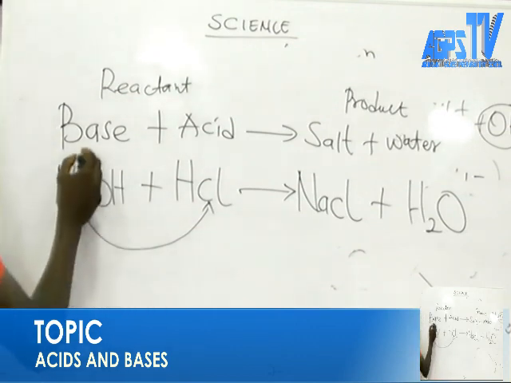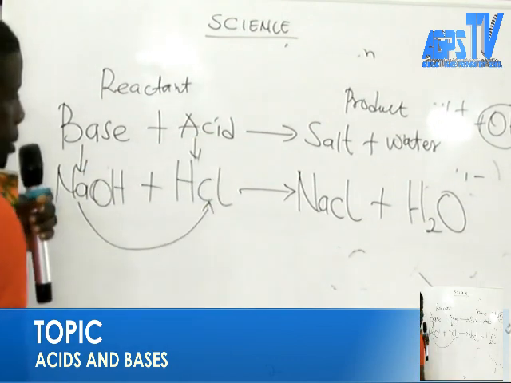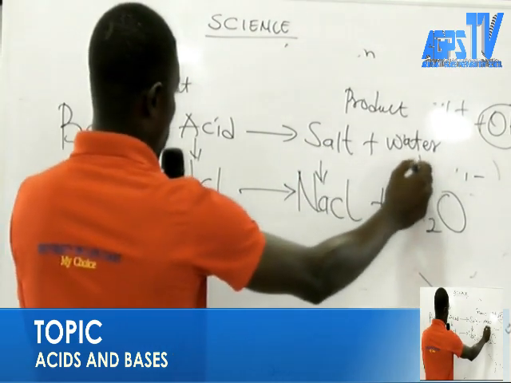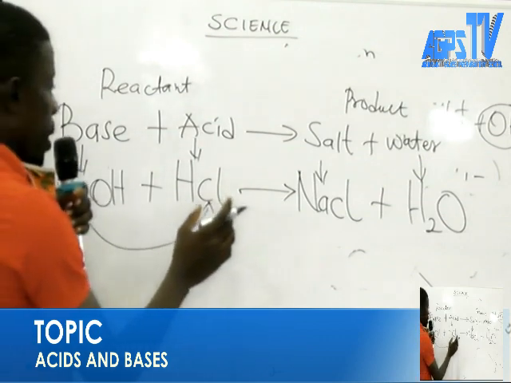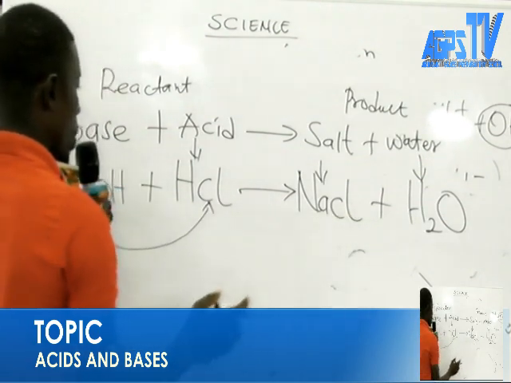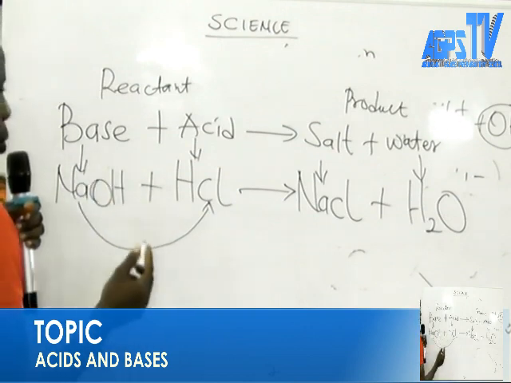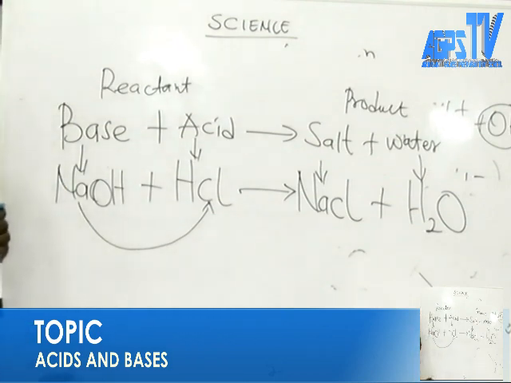So here, this is our base. Then this is our acid. Here too, this is our salt and the water. So these are the reactants and these are the products. Anytime a base reacts with an acid, you get salt and water. This one is not difficult.